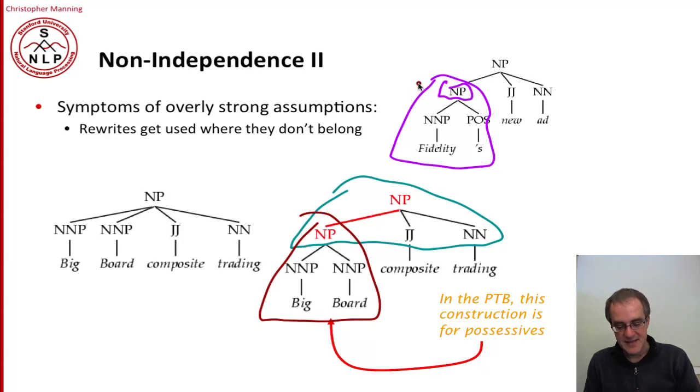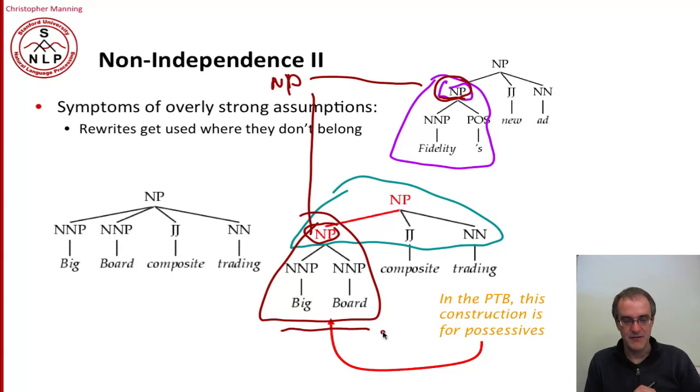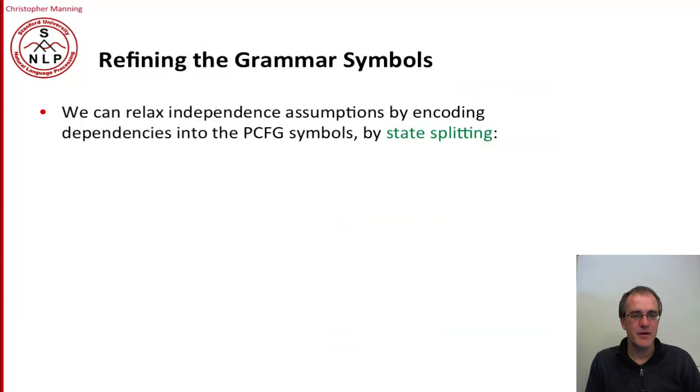But then that's precisely where the problem is, because both of these nodes are just marked noun phrase, and so we're not recording the information that this one here is a possessive noun phrase. So somehow we want to get more information into this category to say this is a possessive noun phrase. So the parser would know that you can't use that expansion rule when you have a non-possessive noun phrase like big board. So that's what we want to do.